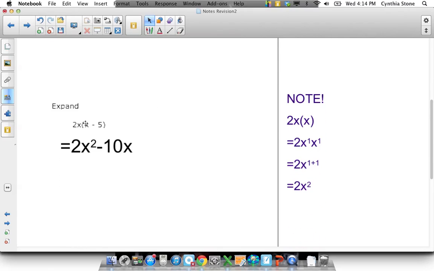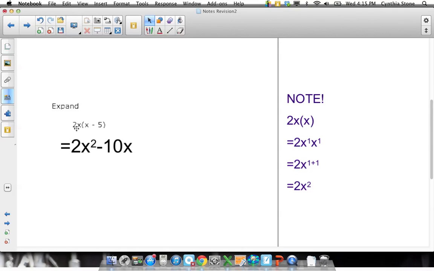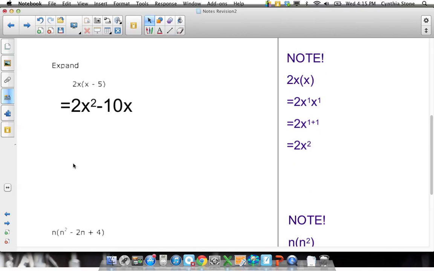Okay, sometimes there can be an x or a letter out there. And this is where you have to remember our exponent rules, the product rule in this case. 2x times x is 2 times x to the 1 times x to the 1, so that's really 2x squared. Okay? 2x times minus 5 is minus 10x. Sometimes that comes up fairly frequently, I would say.